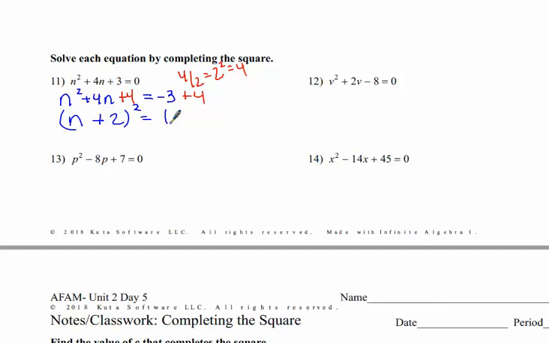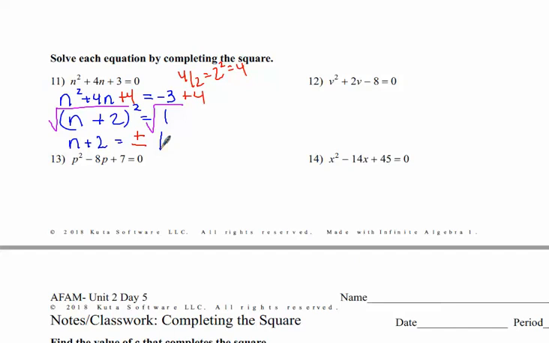So if this is squared, what do I do to unsquare something? I take the square root. So I'm going to take the square root of both sides. When I take the square root, and this is super duper important, what ends up happening? When I take the square root, I have to have a plus or minus 1. I have to. That's just the way it works.